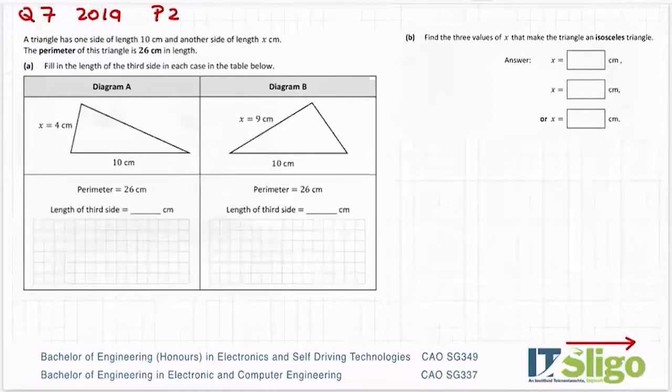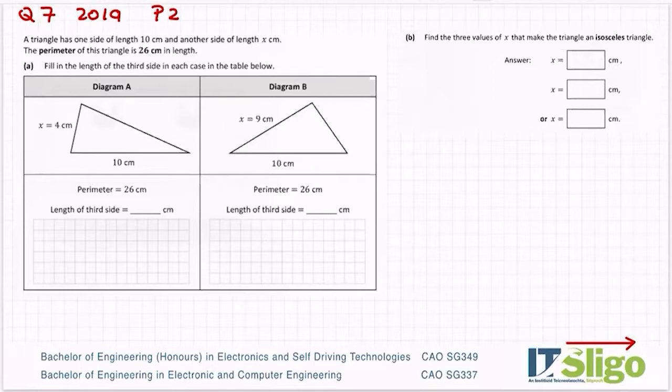Okay, so the second question on geometry on the 2019 paper 2 was this one, question 7. A triangle has one side of length 10 and another side of length x. The perimeter of this triangle is 26 centimeters in length. Find the length of the third side in each case in the table below.